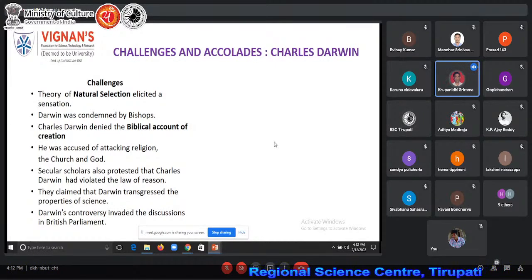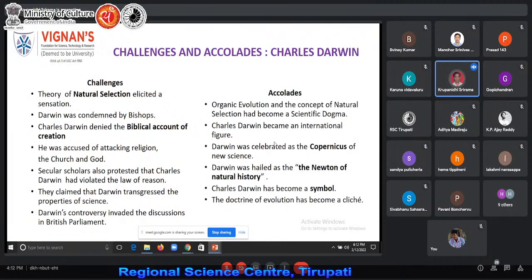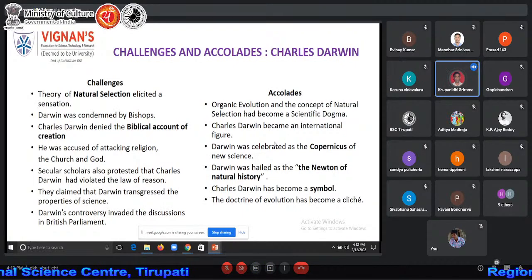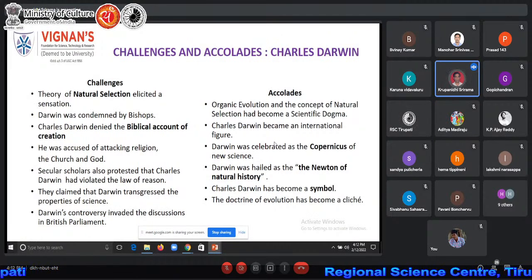Okay, thus Darwin's controversy also invaded the discussions in British Parliament. That's why Charles Darwin was not knighted like other scientists. So these are a few challenges he faced almost throughout his life. Later, in the later half of his life, he was very much confident that whatever theory he proposed, there are good proponents of this theory of natural selection. The accolades that Charles Darwin received: organic evolution and the concept of natural selection had become a scientific dogma.